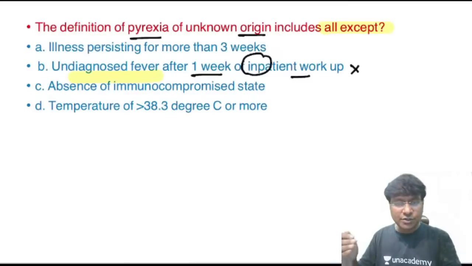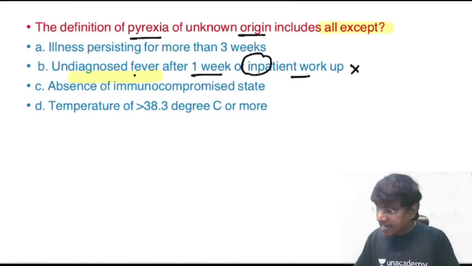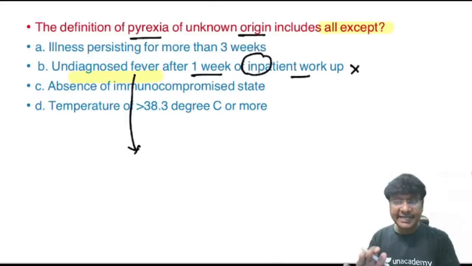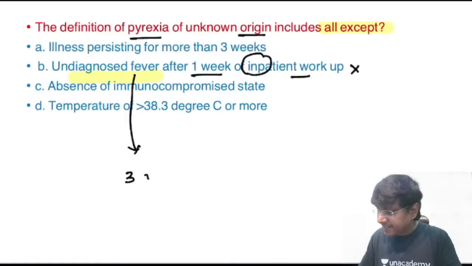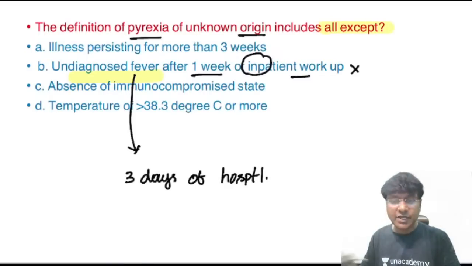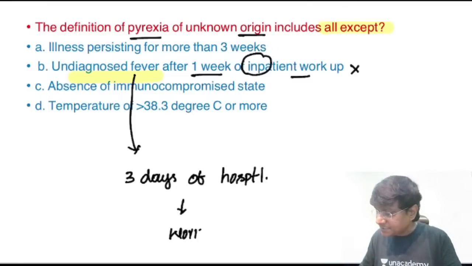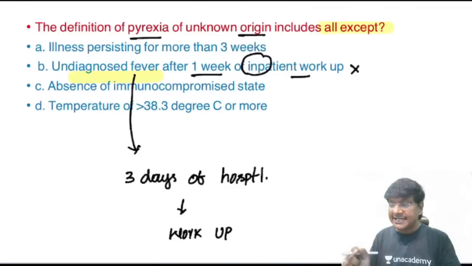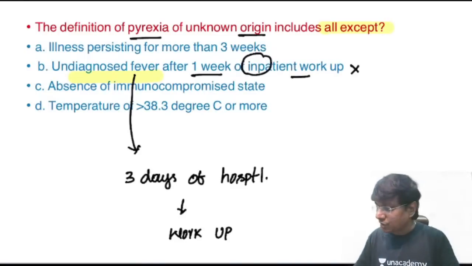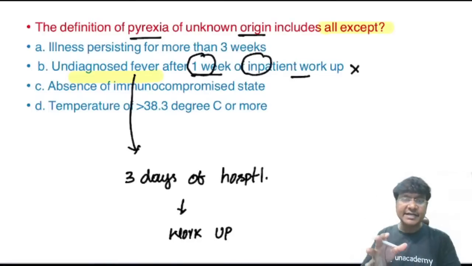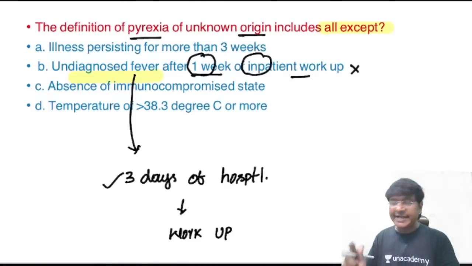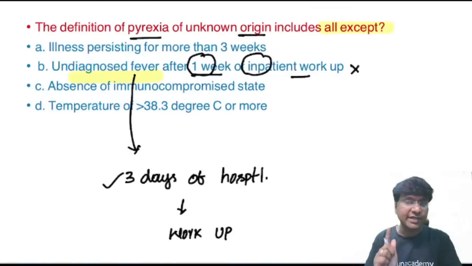Now according to the present guidelines, the definition of pyrexia of unknown origin for hospitalized patients is undiagnosed fever in spite of 3 days of hospitalization, and you have done a complete workup in these 3 days of hospitalization. That is the definition of pyrexia of unknown origin. It is not 1 week. So in the recent guidelines, it has been changed to 3 days of hospitalization. So please remember, this is a very important point.